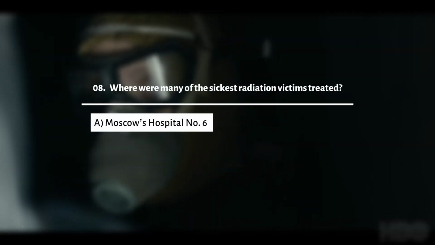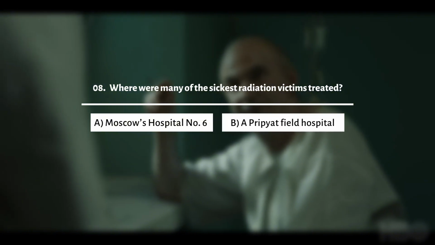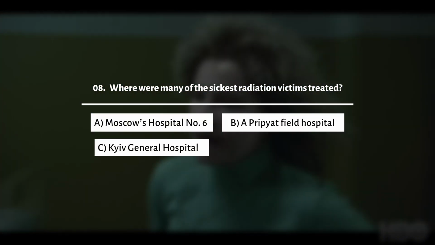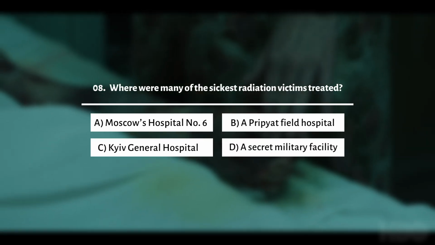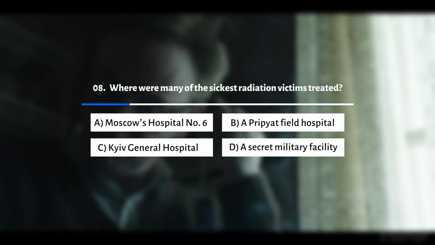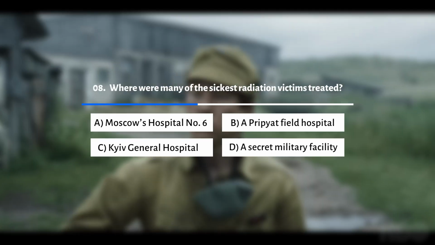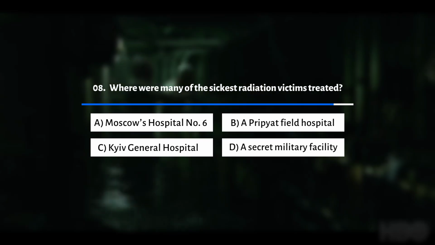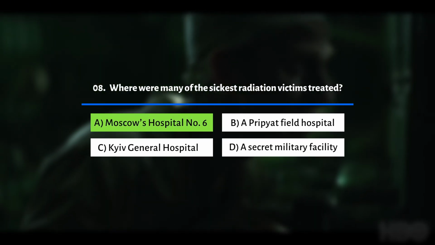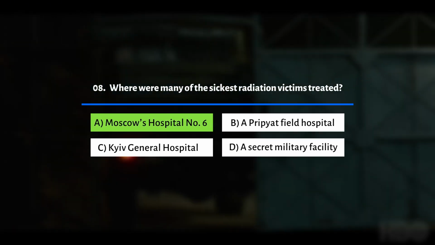A. Moscow's Hospital No. 6. B. A Pripyat Field Hospital. C. Kyiv General Hospital. D. A secret military facility. Correct answer, Moscow's Hospital No. 6. 9. How did Soviet authorities attempt to contain the radioactive core?